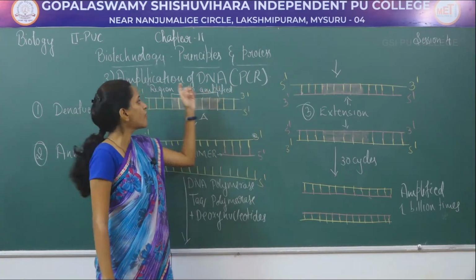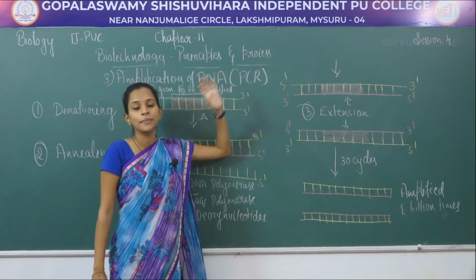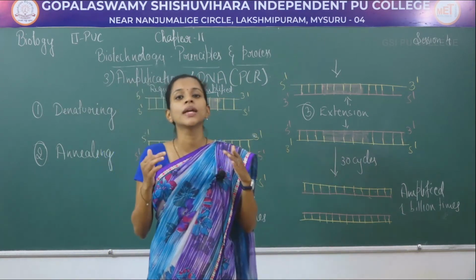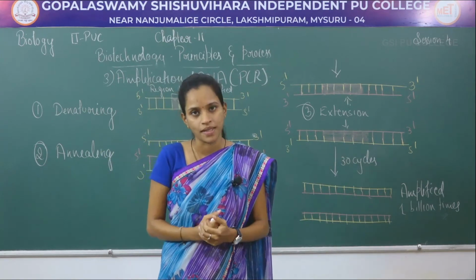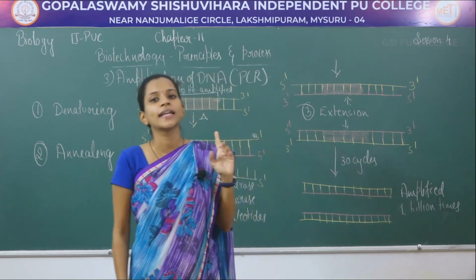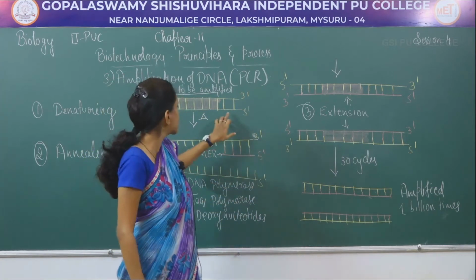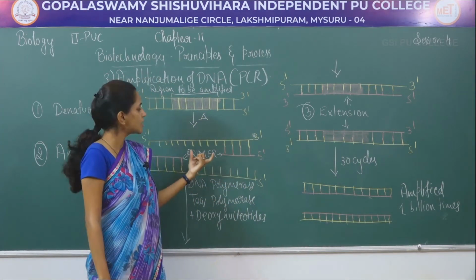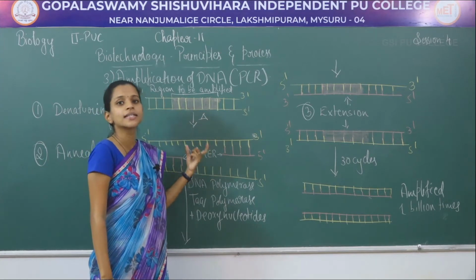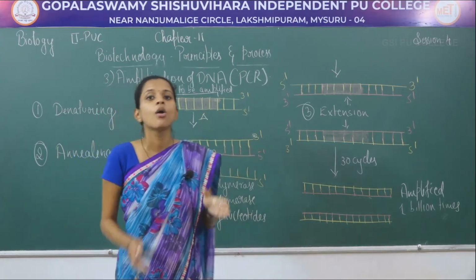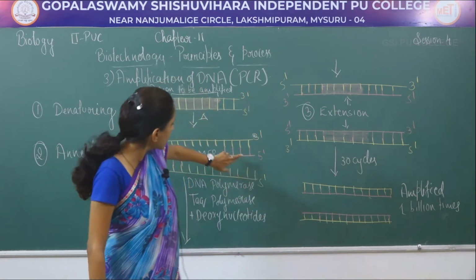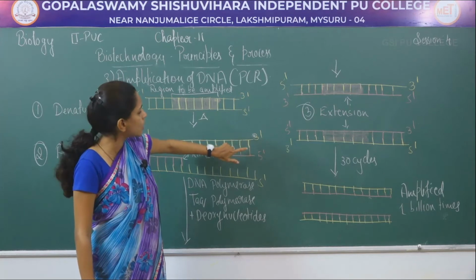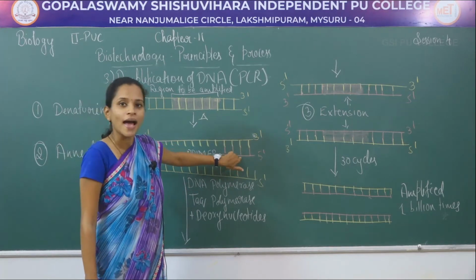So in this process of amplification of DNA using polymerase chain reaction, what we do is, from a single copy of DNA, we try to obtain multiple copies. For this process, we require a DNA template. This is a DNA template to which a primer is added. Now what is a primer? A primer is a chemically synthesized oligonucleotide which will be complementary to the template. So this is a template to which a complementary primer will be added.